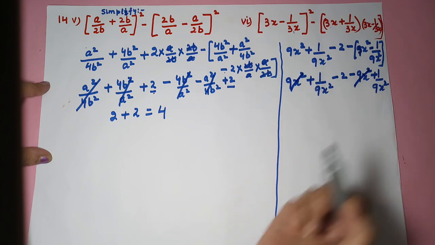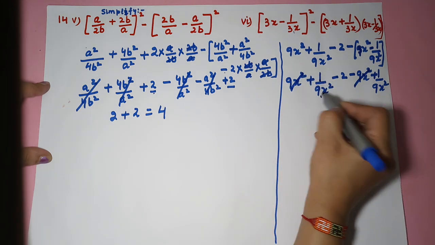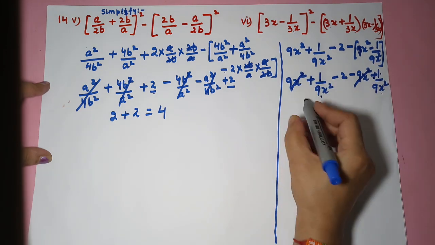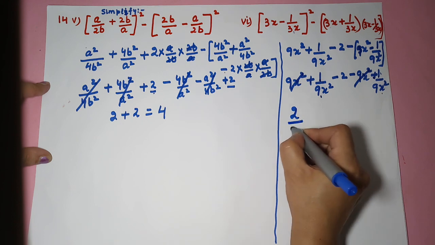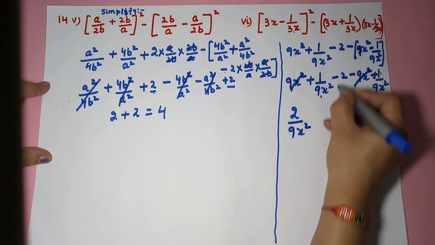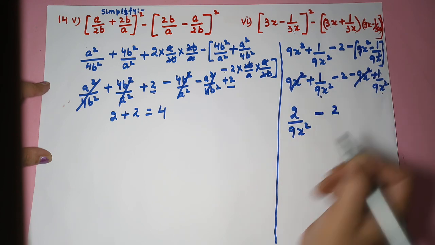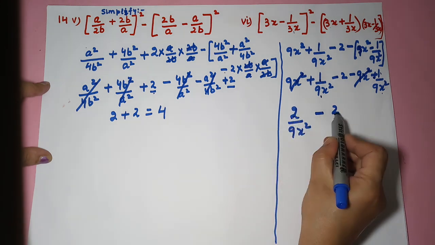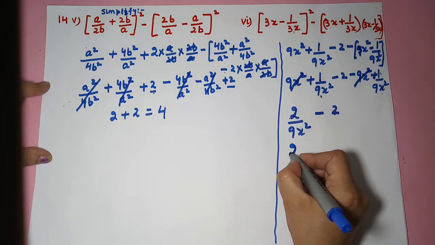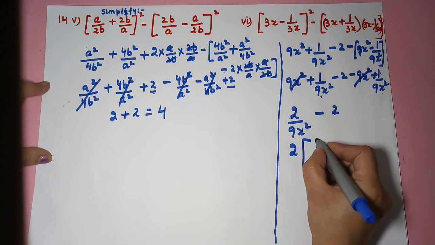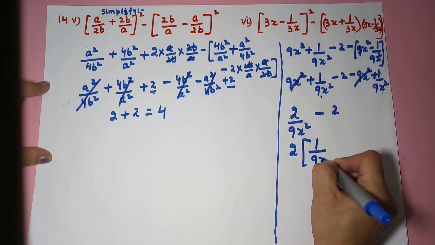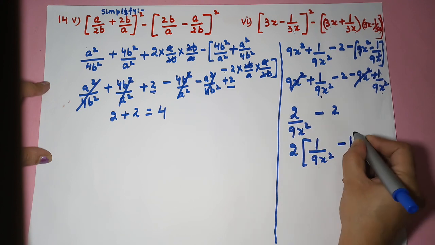Okay, let's see if we will cancel anything. This and this will go. Now we are left with 1 by 9x square plus 1 by 9x square. So that gives us 2 upon 9x square and then this minus 2. Now in the numerator we can take 2 common. We have taken 2 common. So we will get 1 upon 9x square minus 1, right?